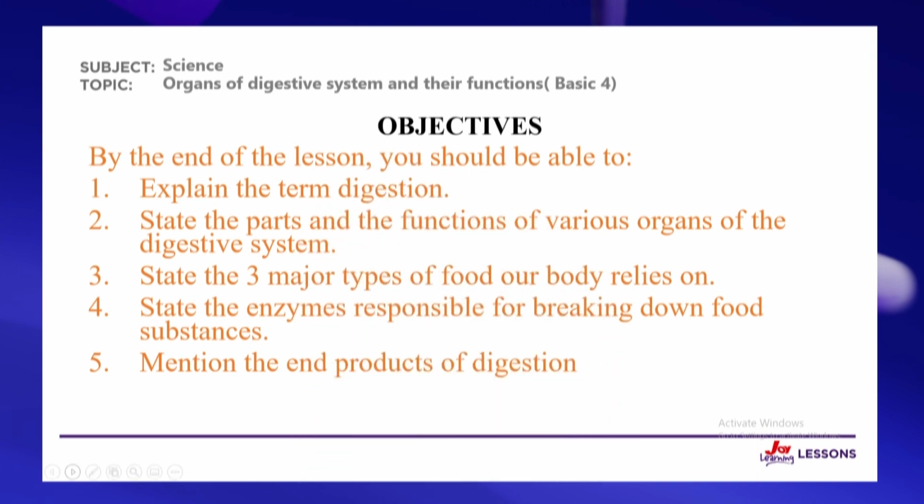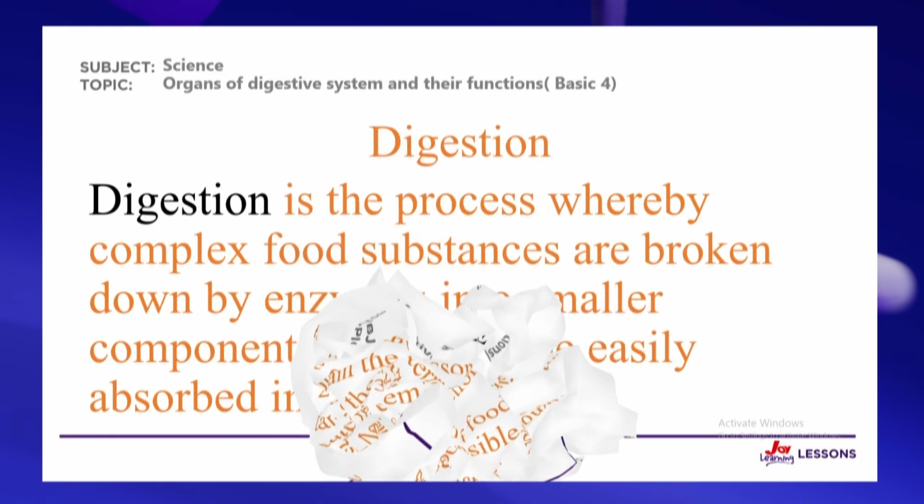By the end of the lesson, you should be able to: 1. Explain the term digestion. 2. State the parts and the functions of various organs of the digestive system. 3. State the 3 major types of food our body relies on. 4. State the enzymes responsible for breaking down food substances. Lastly, mention the end products of digestion. All right, so let's continue.